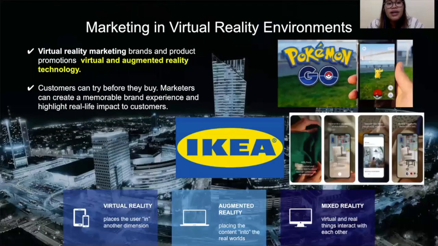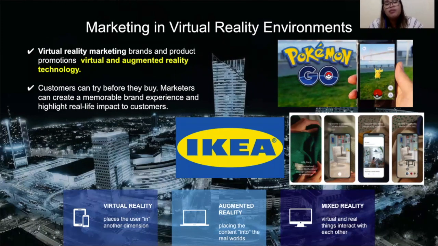And then we also have the marketing in virtual reality environments. We have actually three types under this one. We have virtual reality, whereby we place the user in another dimension; augmented reality, where we place the content into the real world; and mixed reality, where we combine the virtual and real things to interact with each other. So in virtual reality marketing, brands and product promotions use virtual and augmented reality technology.